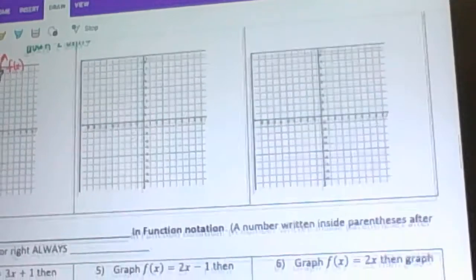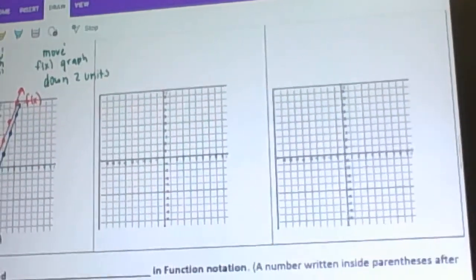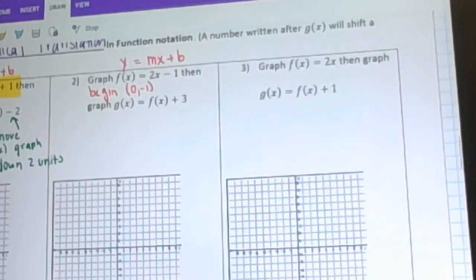Is that on the handout? No, not here. For these, since they're not word problems, the domain is all real numbers and the range is all real numbers.